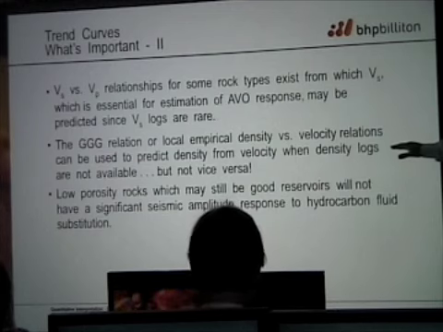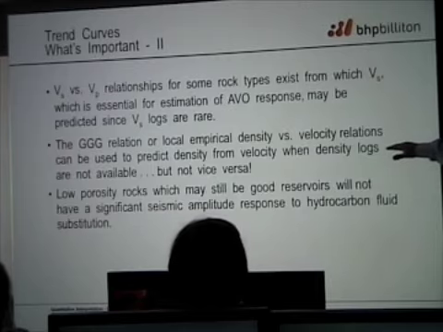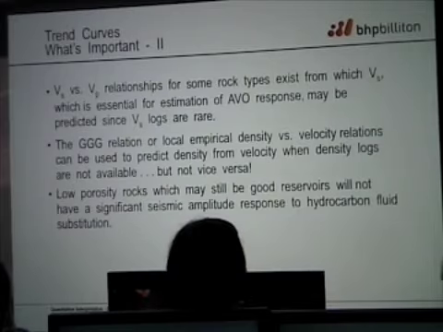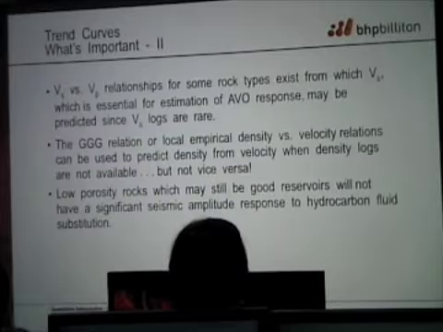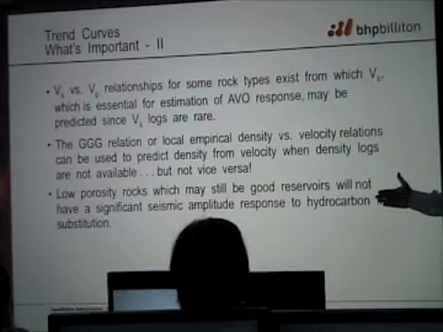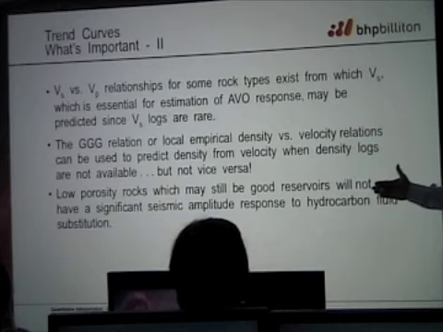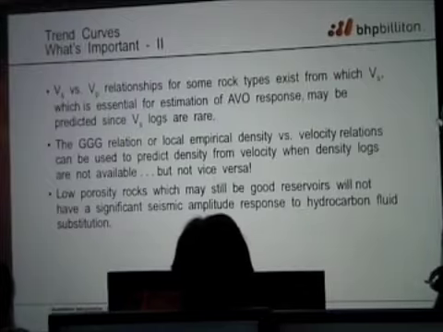The Gardner relation, or local empirical density versus velocity relations, like that mudrock relation, which you have derived from log data, can be used to predict density from velocity when density logs are not available. But don't go the other way around. And low porosity rocks, which may still be good reservoirs, will not have a significant seismic amplitude response to hydrocarbon phase substitution. I dragged that one in from earlier in the day, but that's a reminder. It doesn't mean that quantitative amplitude interpretation is not valuable. It means you can't find hydrocarbons via these. Okay.